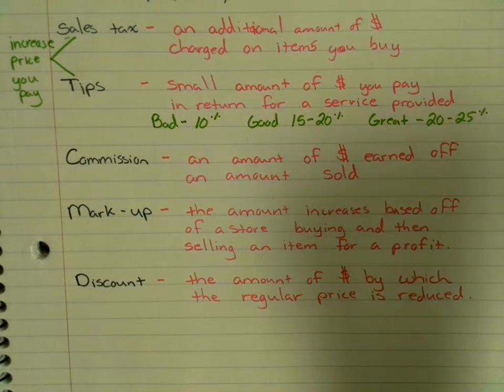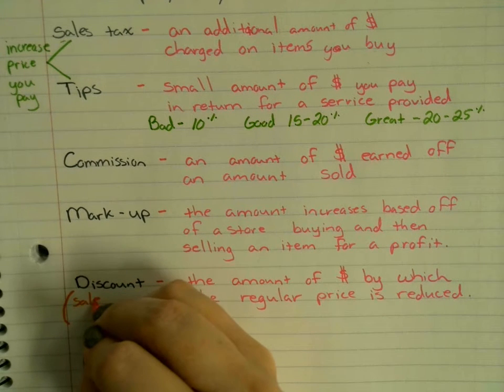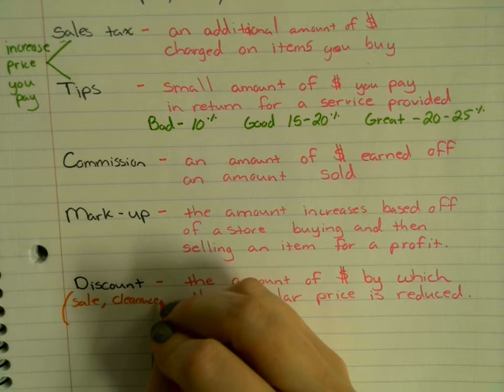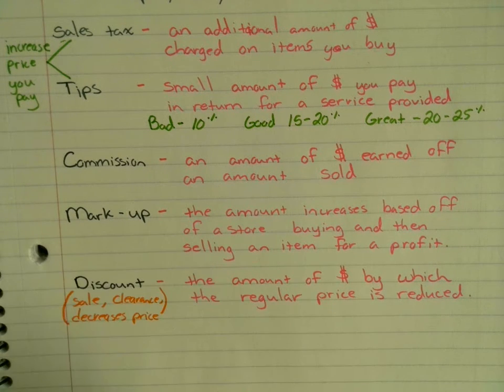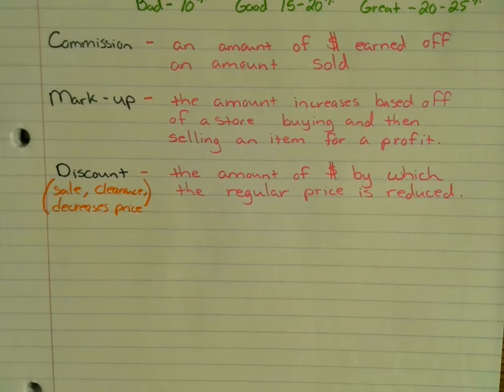Okay, and again, the key words that you're looking for with discounts. If you're talking about a discount, you're talking about sale or clearance. And this is going to be something that decreases the price. And like I said before, that percent proportion that we've been using for the past few days is going to be used throughout this entire unit. You will use your percent proportion to be able to identify how much tax or tip or commission or markup or discount is going to be applied.